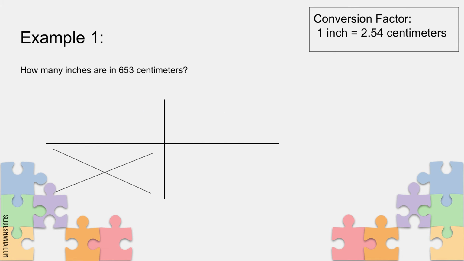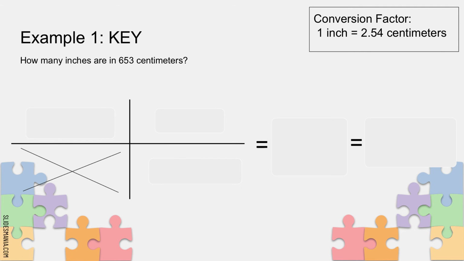So here's an example. How many inches are in 653 centimeters? Use this conversion factor of 1 inch equals 2.54 centimeters to answer the question. So here you're going to have A, B, and C in your Edpuzzle questions. So I'm going to ask what goes in A, what goes in B, and what goes in C.